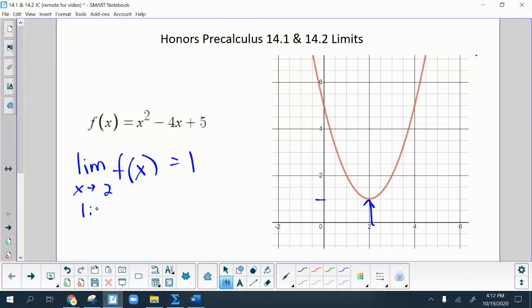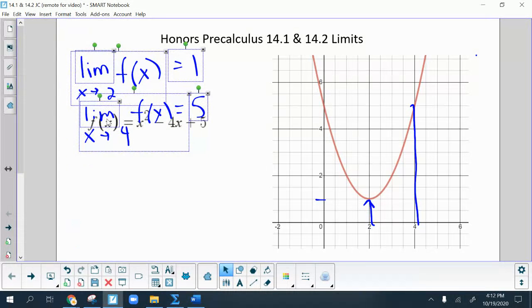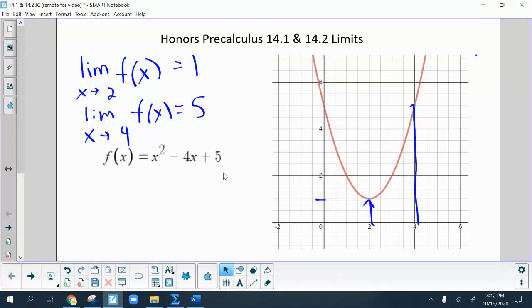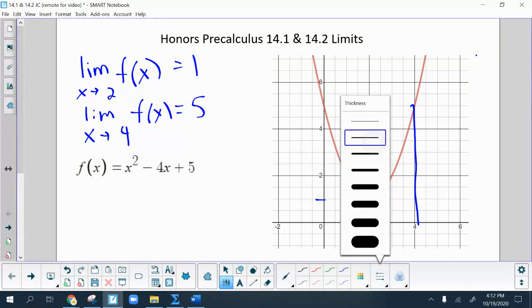Or if I had asked you for the limit as x approaches 4 of the function, then you would look over at x equals 4, go up on the graph, and you get 5 as an answer. So that's a lot of what we've already done, looking at it graphically. But we don't always want to have to do things with the graph, because there are times when we don't have a graph, or finding a graph or taking the time to do the graph is just longer than necessary when you can do the problem algebraically.